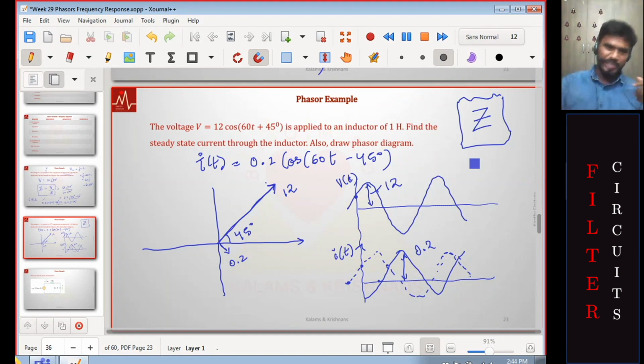Which is also why we looked at it at the beginning of the class. What is (a plus bj) by (c plus dj)? How do you divide two complex numbers? The reason to look at it is that we want to know how to divide by impedance and all that. Let's look at one more example.